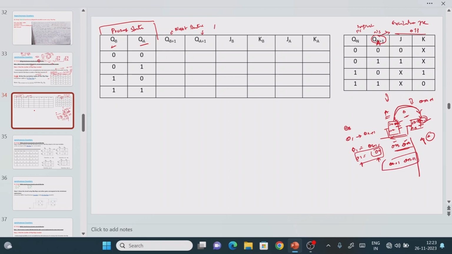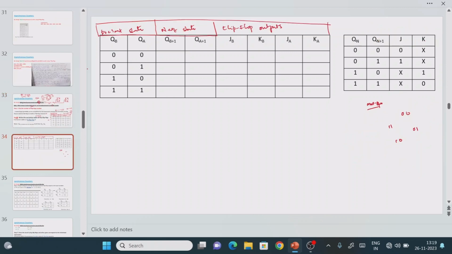That's it. Once it is completed, now see, in the excitation table how many outputs do we have? JK. This is for one flip-flop. As per our circuit diagram, how many do we have? Two. So how many excitation tables are required? How many outputs are required? One is called JAKA for the first flip-flop. For the second flip-flop, if you observe here, JBKB. So we have JAKA, and one more is JBKB.